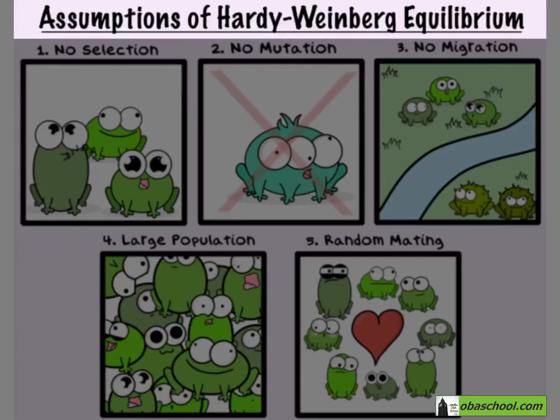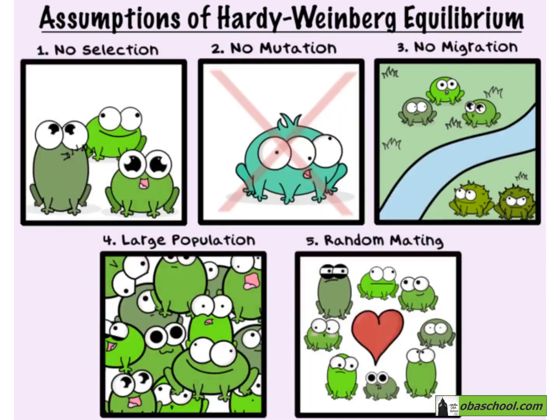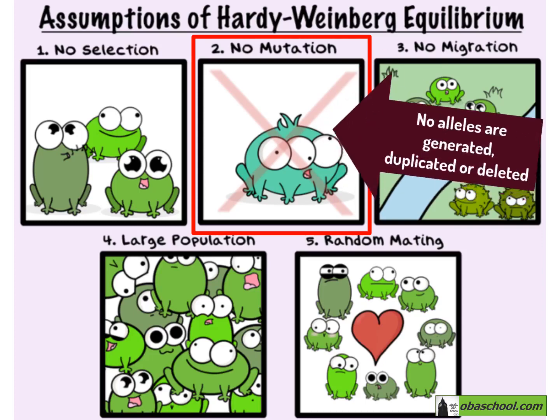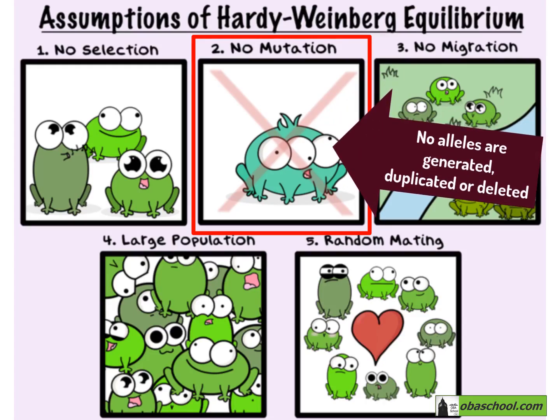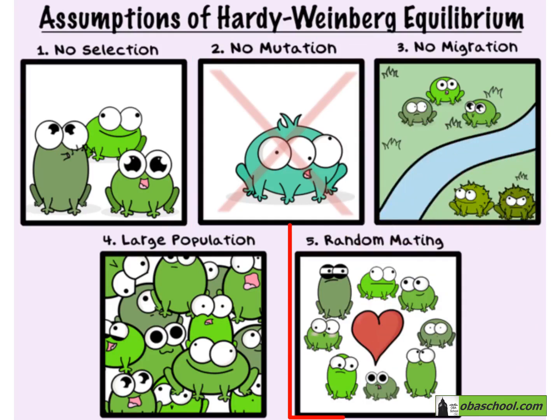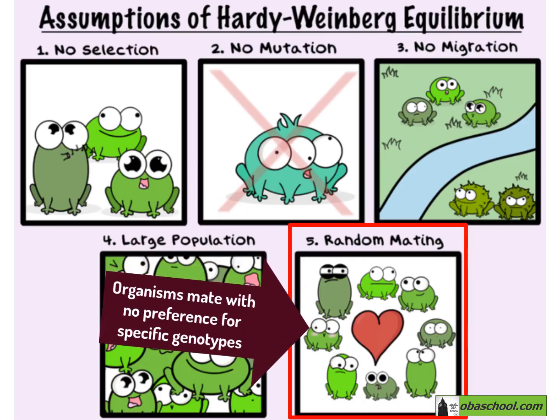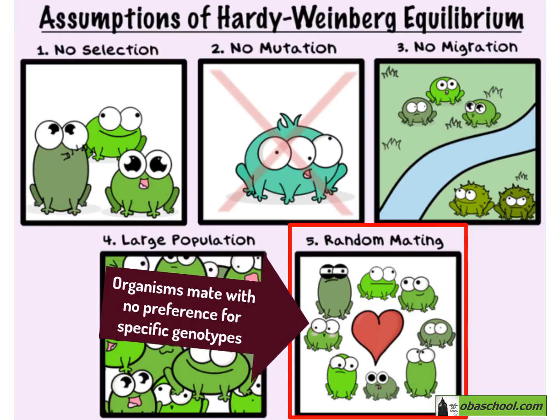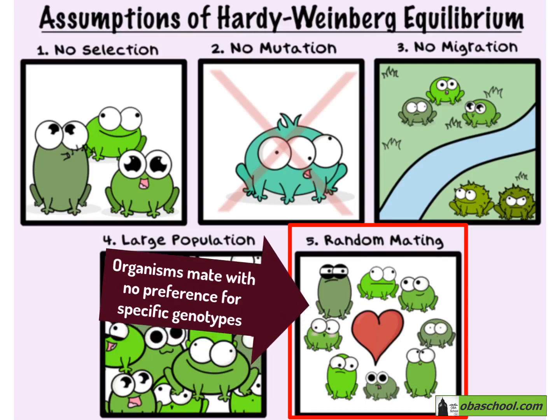However, this principle makes several assumptions. It assumes that there is no mutation, or there are no alleles that are generated by mutation, nor are they duplicated or deleted. In addition, it assumes that there is random mating. This means that organisms mate randomly with each other with no preference for particular genotypes.